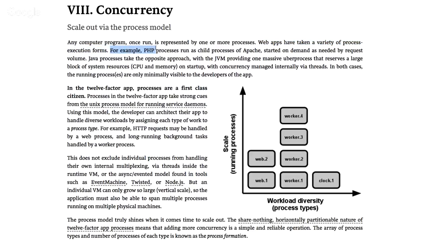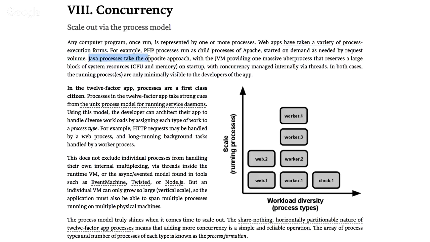For example, PHP processes run as child processes of Apache. So a PHP process is nothing but a child process of Apache, started on demand as needed by the request volume. So we can start multiple PHP processes.